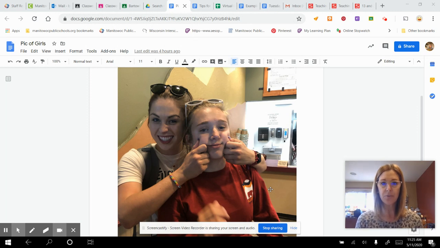Yesterday, I had you comparing two different objects from the same family. And today, what we're going to focus on is determining whether those objects are more similar to each other or more different.